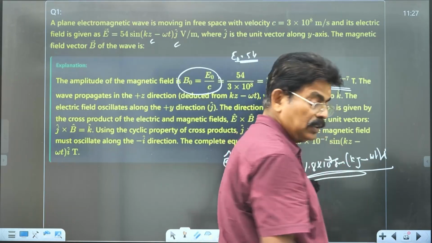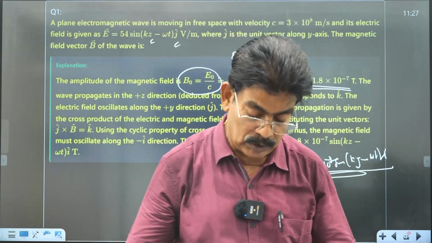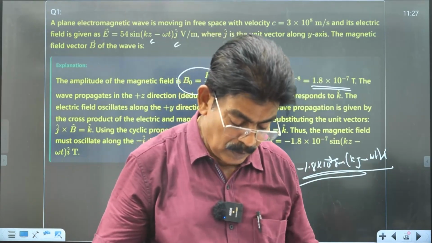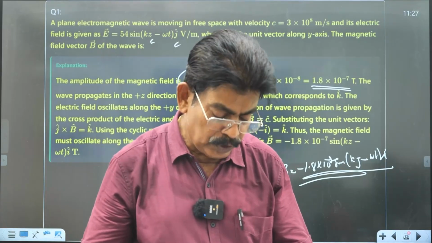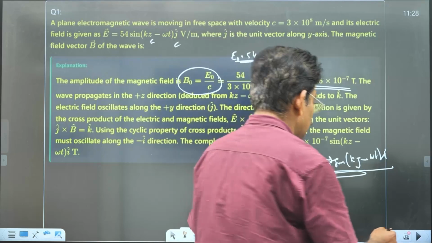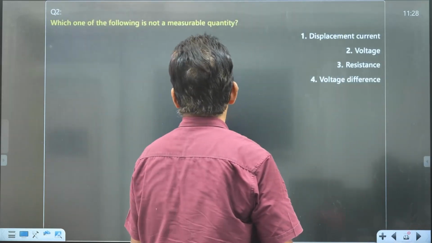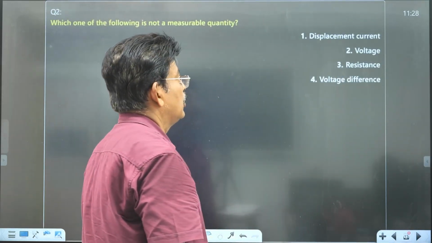So the answer is coming to be what? The answer is coming to be the second one. Okay. We'll go to the next question. Which of the following is not a measurable quantity?